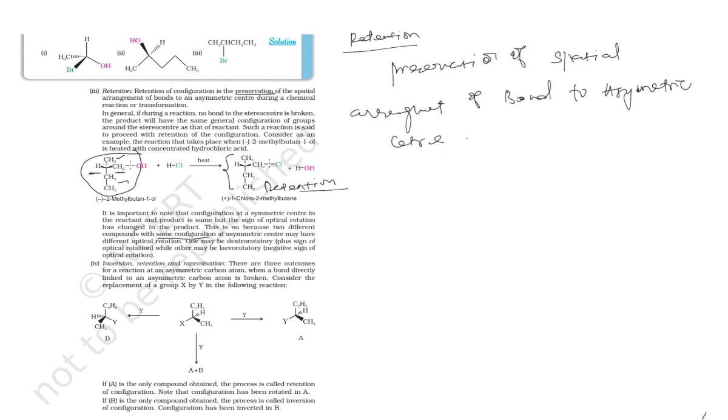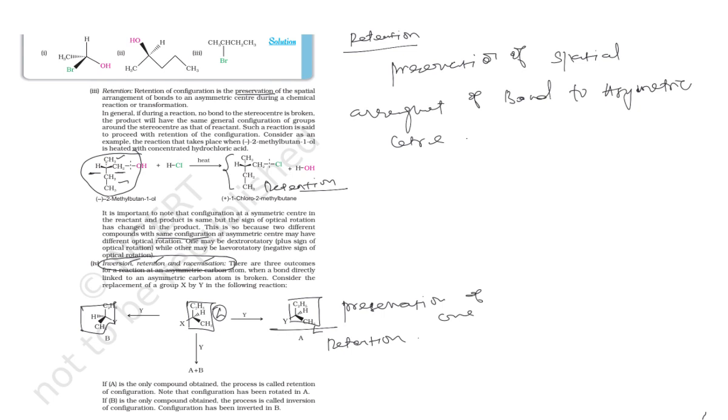Next we are going to explain exactly what inversion, retention and racemization are with this example. Look here. This is your left hand side, and this is your right hand side. All three groups are present on the same side as before. So this is preservation of configuration. This we call retention.